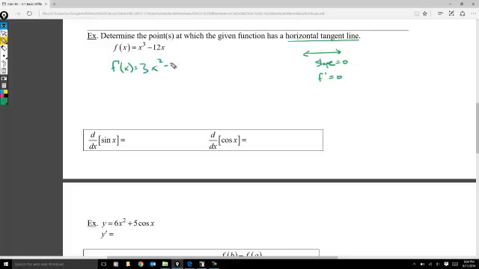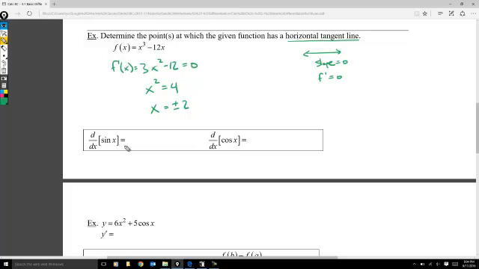So 3x squared minus 12. Okay, and I'm going to set this equal to 0. So let's solve. I get x squared is equal to 4. So x is plus or minus 2. Right, so at plus or minus 2, I will have a slope of 0, or I'll have a derivative of 0. So the tangent line will have a slope of 0, meaning that it is horizontal. Right, so that's what the question was asking.